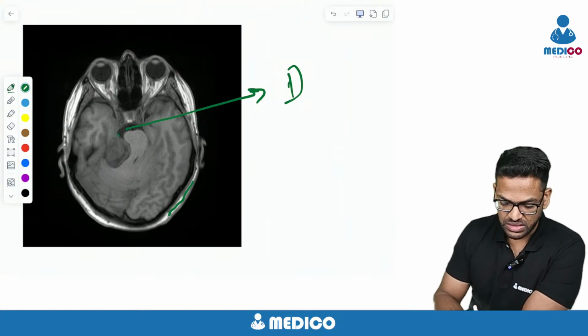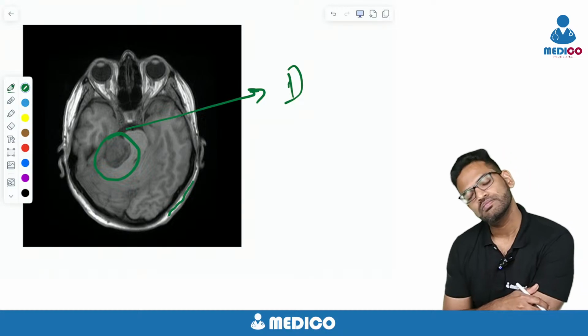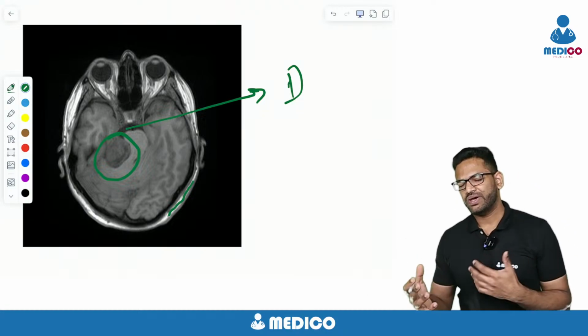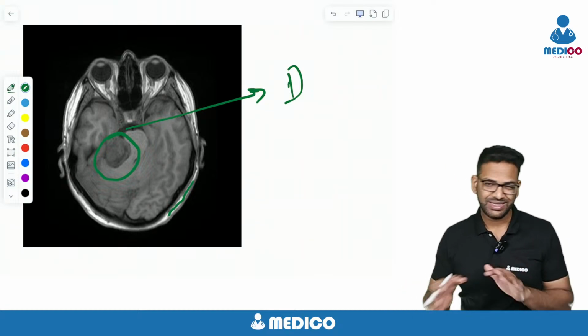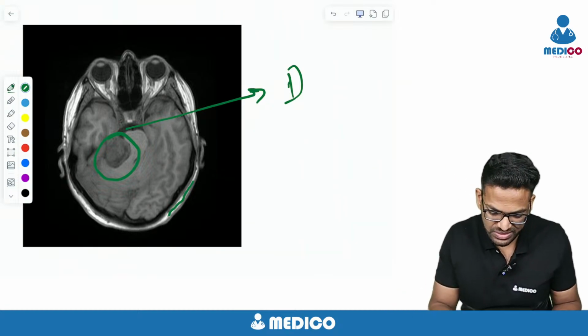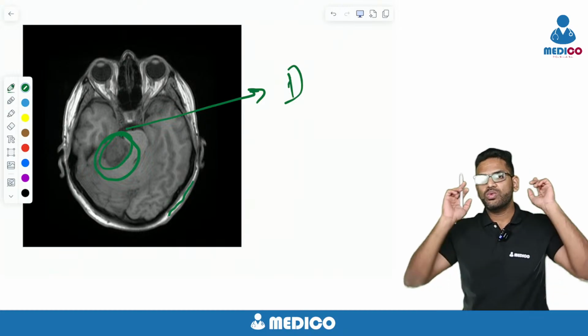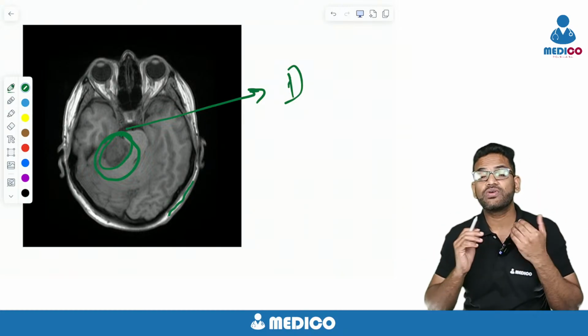Now this is a tumor in T1. So tumor is soft tissue. It comes in between fat and water. So it has an intermediate intensity, like a gray color here, right? So now you want to make it bright. So you give contrast, right?